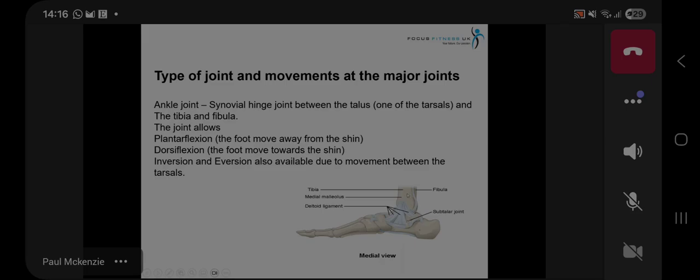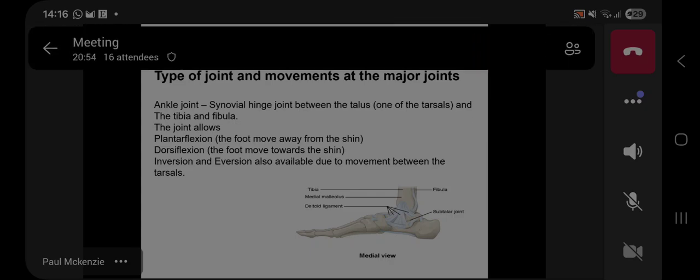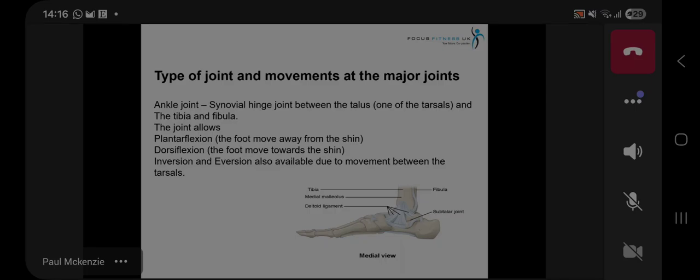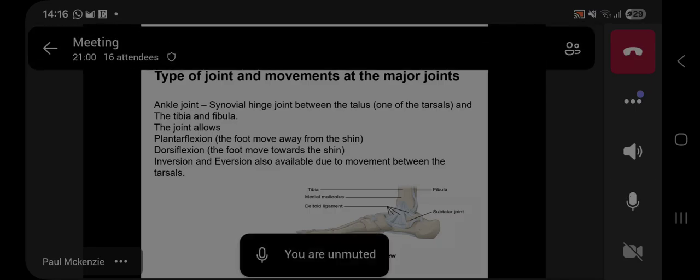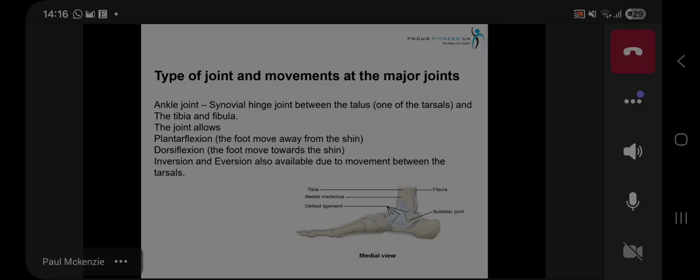Remember, the tibia and fibula are your lower leg bones. And where they articulate with the talus, that's going to be a hinge joint. So the joint allows plantar flexion, where you point the foot down, and dorsiflexion, where you move the foot back up. You also have inversion, where you turn the soles of the feet inwards, and eversion, where you turn the soles of the feet outwards. But that's not between the tibia and the talus. That occurs between the talus and the calcaneus, which is the heel bone.